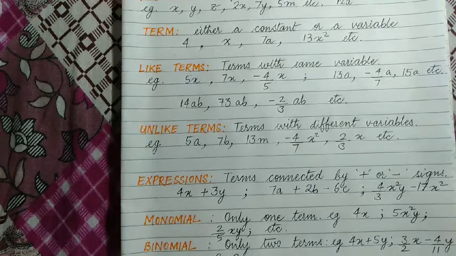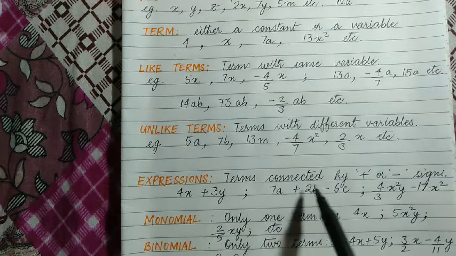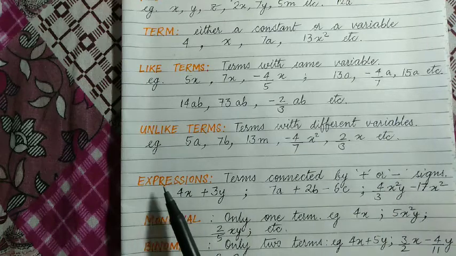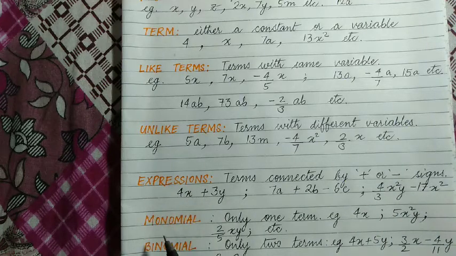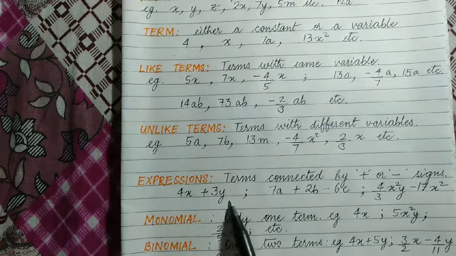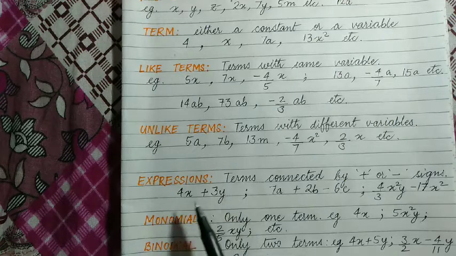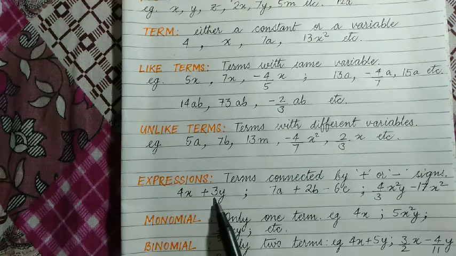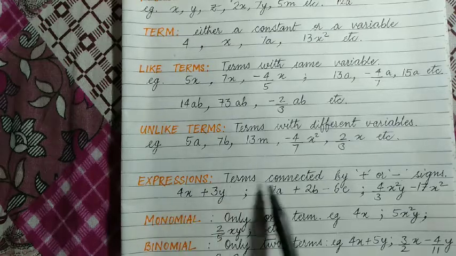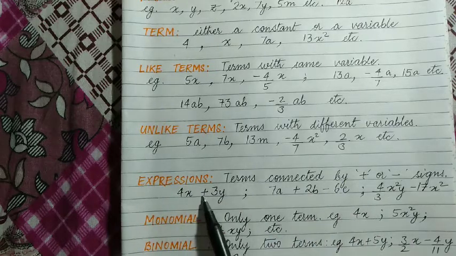Next, we move on to expressions. A group or a collection of terms which are connected by either a plus or minus sign is considered an expression, or in other words, an algebraic expression. For example, 4x plus 3y is an algebraic expression because 4x and 3y are connected by a plus sign.